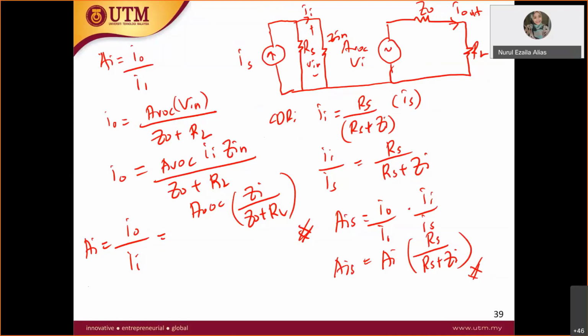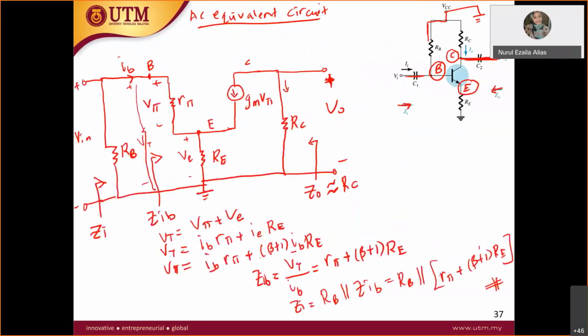All right, students. So this is quite long, very long, because this is unbypassed RE. You cannot bypass your RE because there is no capacitor at RE, so you have to include your RE in your circuit.